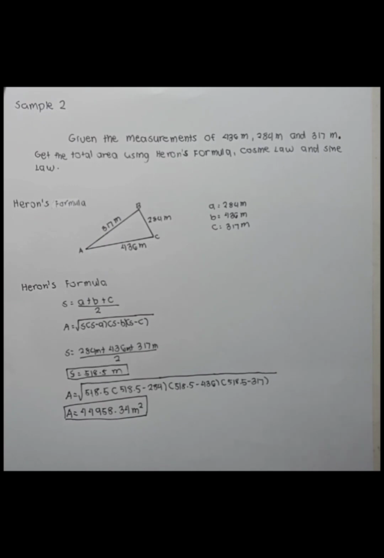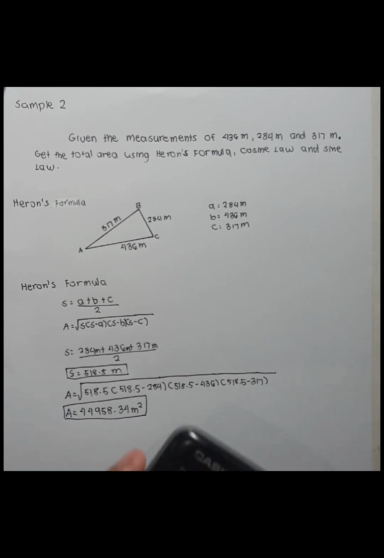So, for our area, we will get the total area. Okay, this is square root of 518.5 times 518.5 minus 284 times 518.5 minus 436 times 518.5 minus 317, and we will get the answer of 44,958.34 meters squared. Kasi pag area, laging may squared siya, okay?